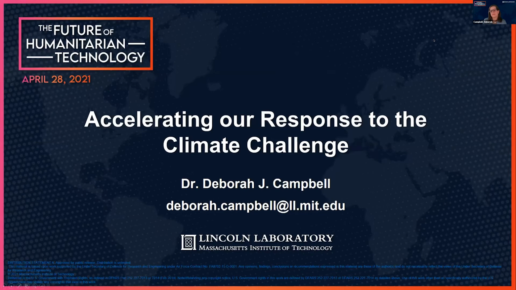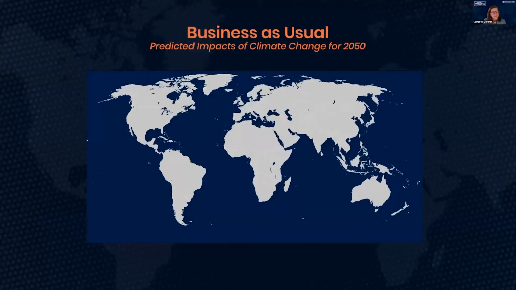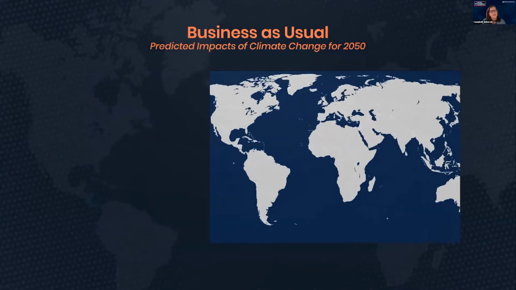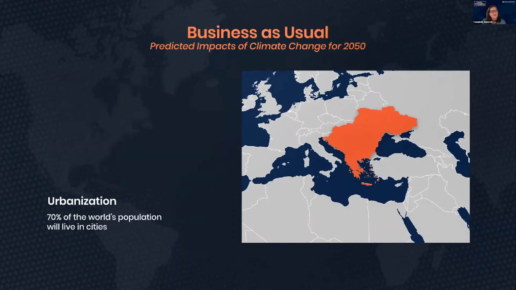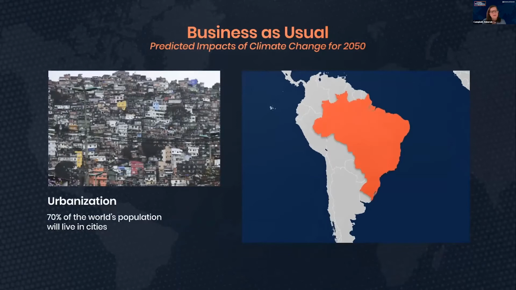Thanks for that introduction, John. It's great to be here with all of you today. Imagine the world in 2050 if we continue with business as usual. There will be over 143 million internally displaced migrants. 70% of the world's population will live in cities. That's equivalent to adding a New York City every month for the next 40 months.